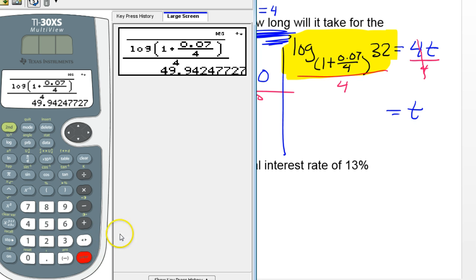Boom. So everyone should have gotten this. And rounded to 2 decimal places, that's 49.94. And that's what I want. So do not round it all the way to 50.